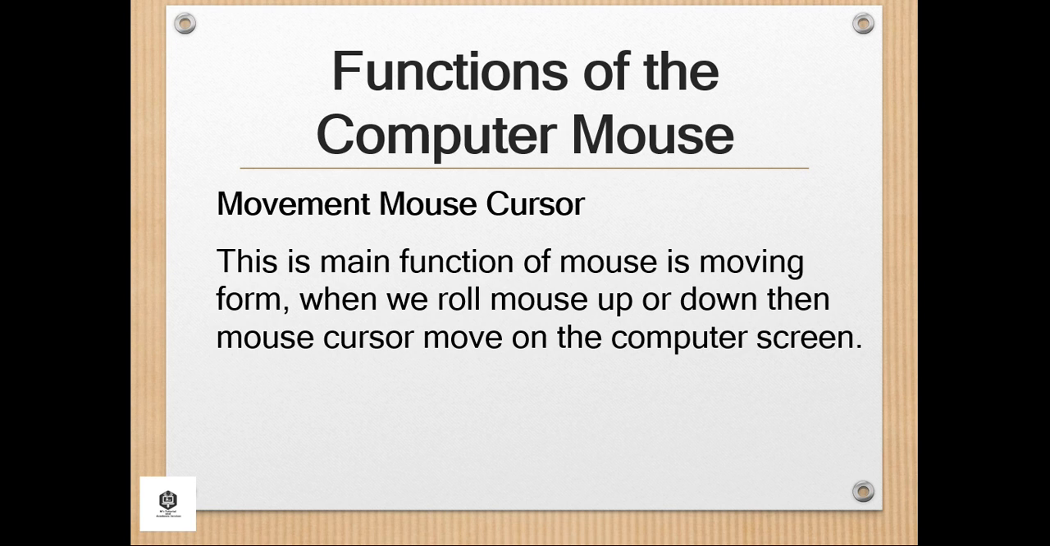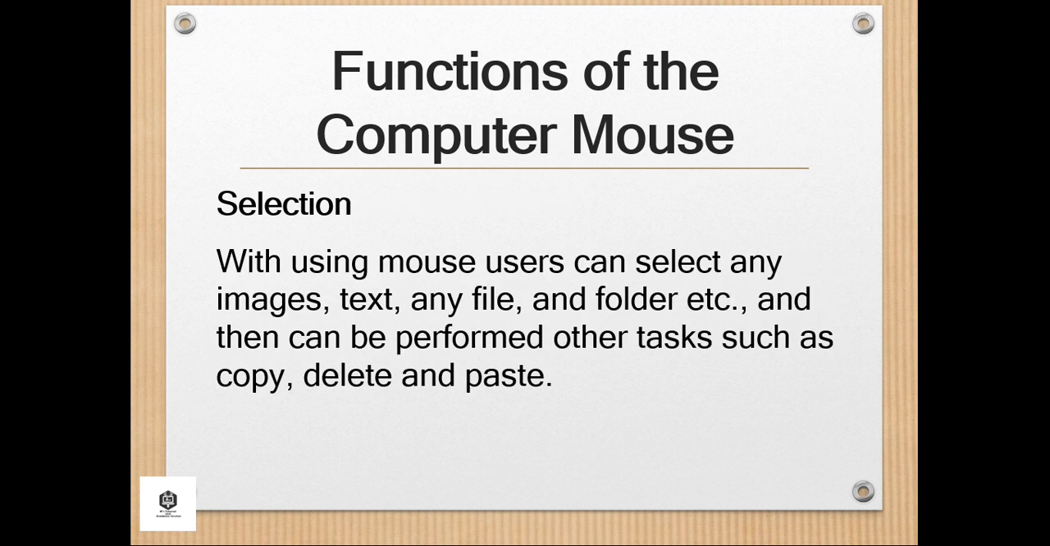When we roll the mouse up or down, then the mouse cursor moves on the computer screen. Selection. With a mouse, users can select any images, text, any file and folder, and then can perform other tasks such as copy, delete, and paste.